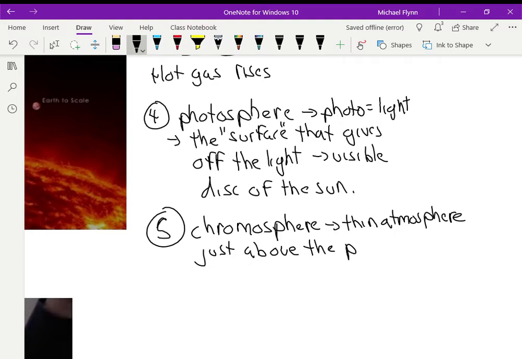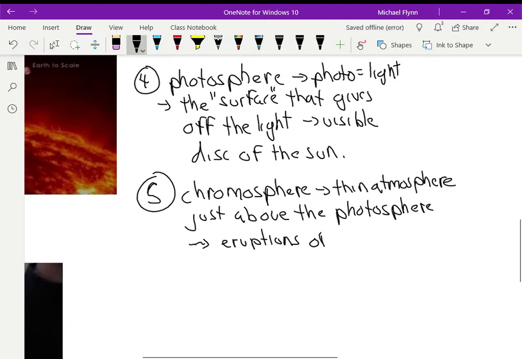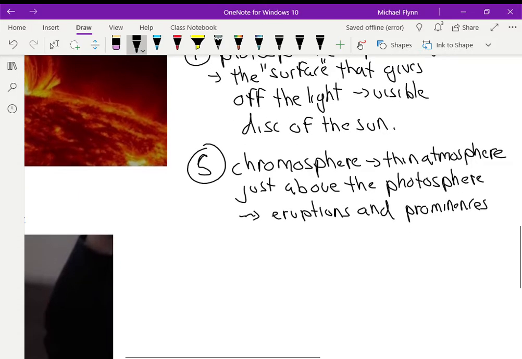And we know it's there because sometimes you see eruptions, and prominences from this layer. Okay, we'll talk about those in a moment.